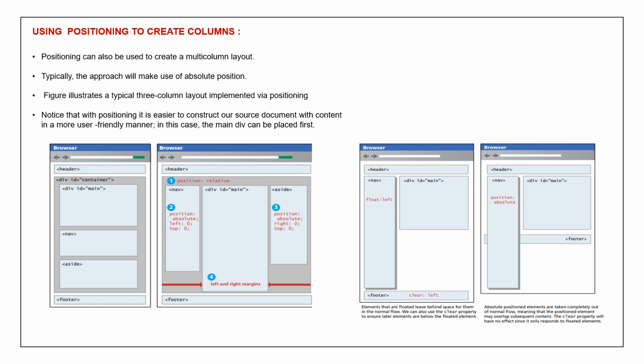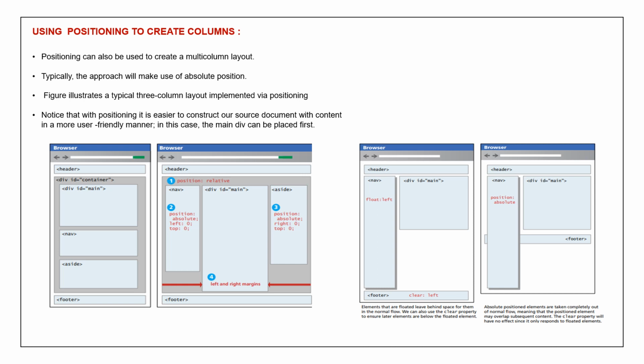Using positioning to create the columns. Positioning can also be used to create a multi-column layout. Typically, the approach will make use of absolute positioning. The figure illustrates a typical three-column layout implemented via positioning.